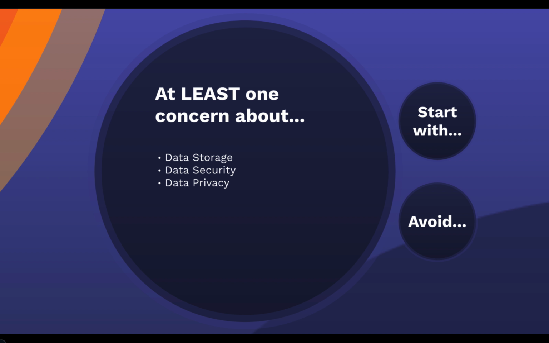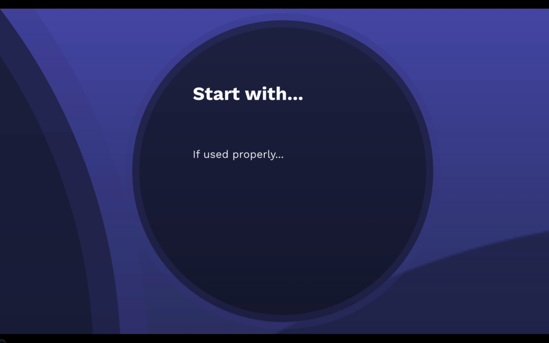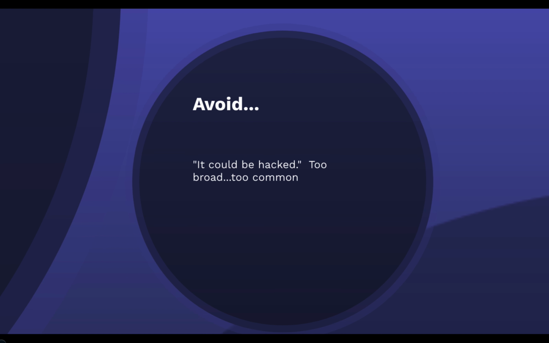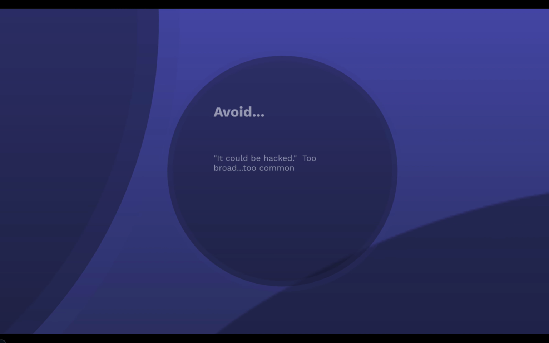And then at least one concern about data storage. How is data stored? Or security, data security and what that impact would be, and data privacy. You want to start with the notion that it's going to be used properly, but there still could be a potential benefit, a potential harm if it's used properly. Don't go to the easy one, which is it could be hacked, because almost anything could be hacked. Nothing was designed to be hacked. So try to go to the potential problems and potential benefits that people hadn't thought about.